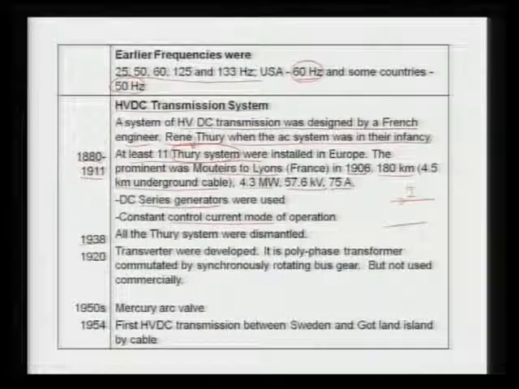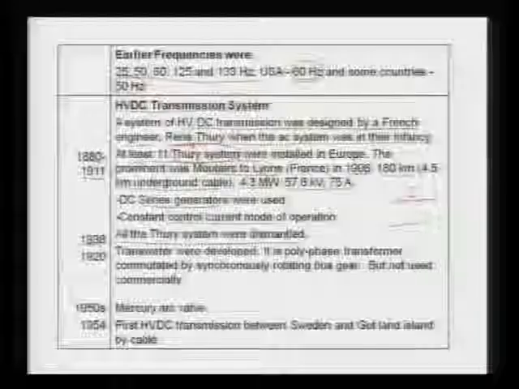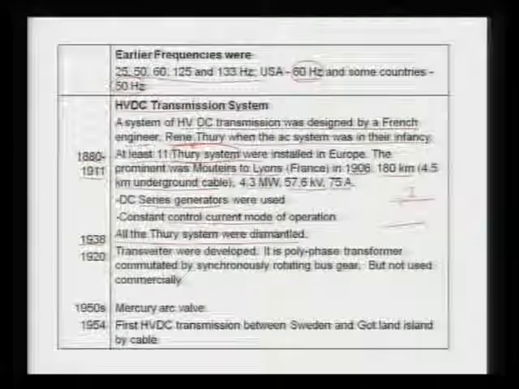But in 1938, all the Thury systems were dismantled, because there were several problems in this system. Safety was one concern, and another problem was that we were adding more and more series generators. There were maintenance and cost problems, and at the same time AC development was there, and it was felt that the AC system was better than the DC system.